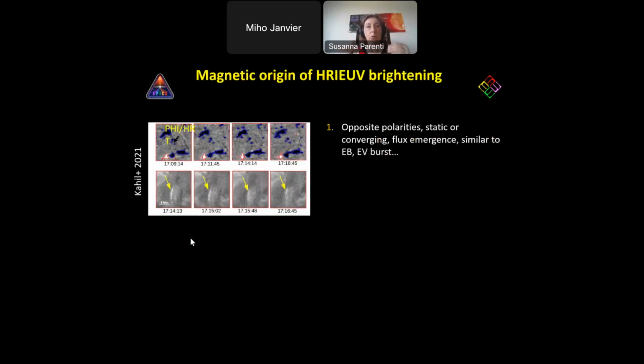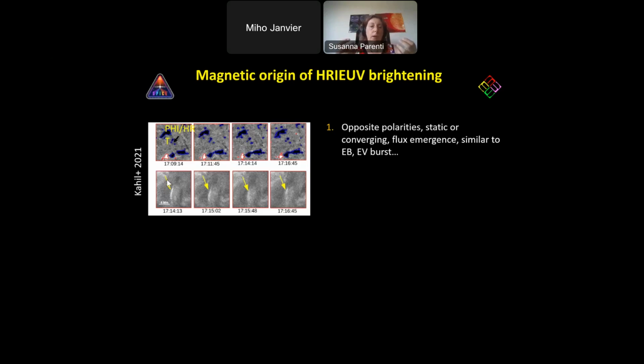Finally, there is the connection with the photosphere. This is a bit more complicated. There is no clear picture about this. Kyle has done a kind of statistical work where they selected two groups. One group was at the base of the feature, like in this case, where there are two clear polarities that connect the feature. And they see sometimes there is a dynamic, sometimes they converge, or there is some flux emergence.